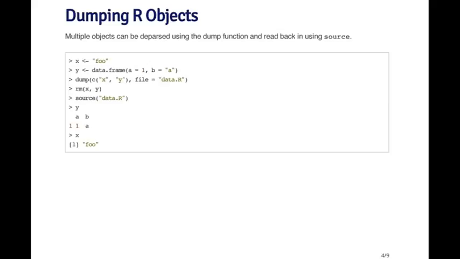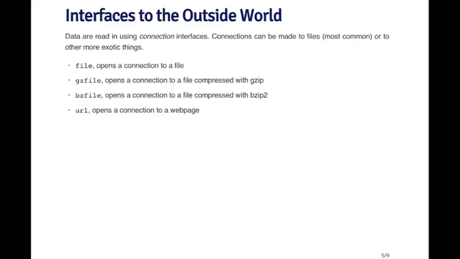But to read those objects back into R, I can call the source function on that file, and you'll see that the Y object and the X object have been reconstructed. So there are a variety of ways that you can interface between R and the outside world.